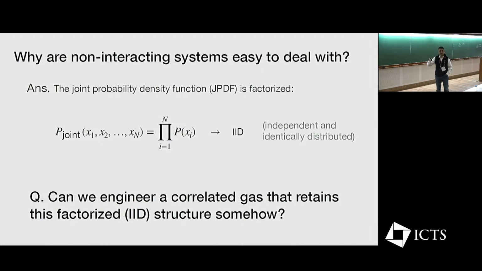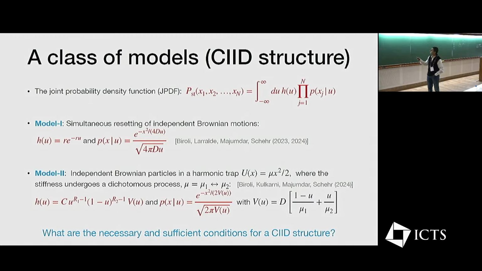So it has this factorized form, this IID form, which makes analytical calculation easy. Okay, so then the question is, can we engineer a strongly correlated gas that somehow retains this product structure? It might sound self-contradictory, because if you have this product structure, it is non-interacting, but I want to build a strongly interacting system keeping this product structure. But the answer is actually yes, you can do that.